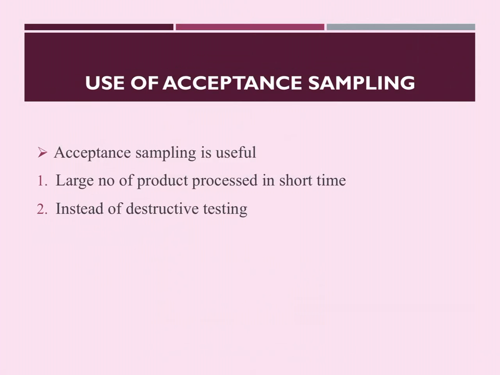Next, dispatch of low risk. For example, in the medical field there is a high risk if even a single defective piece is present. So in such cases we can't take any risk with human life, and we can't use the acceptance sampling method. Where the risk is low, in that case we can use this method.